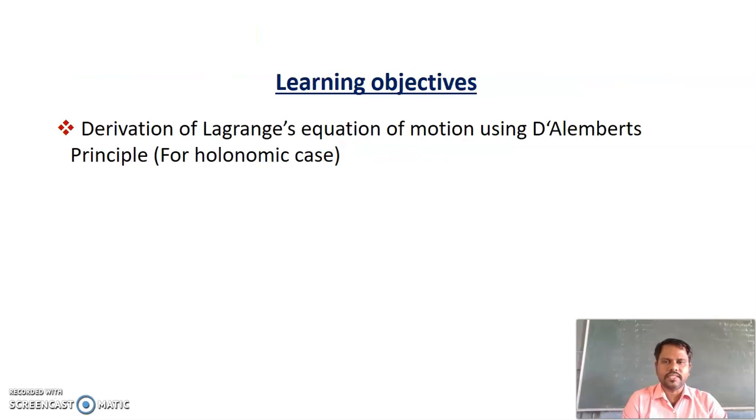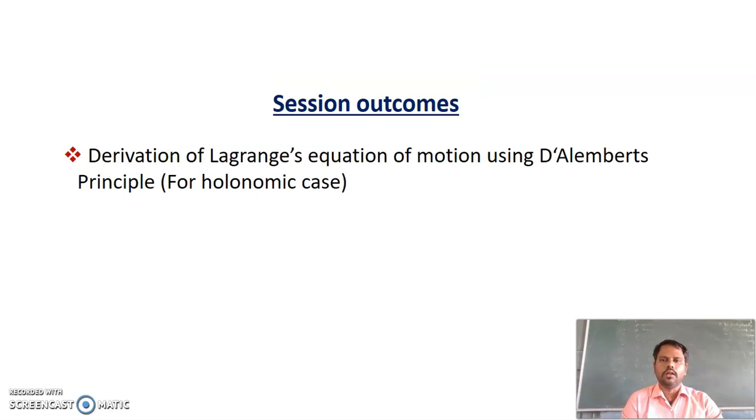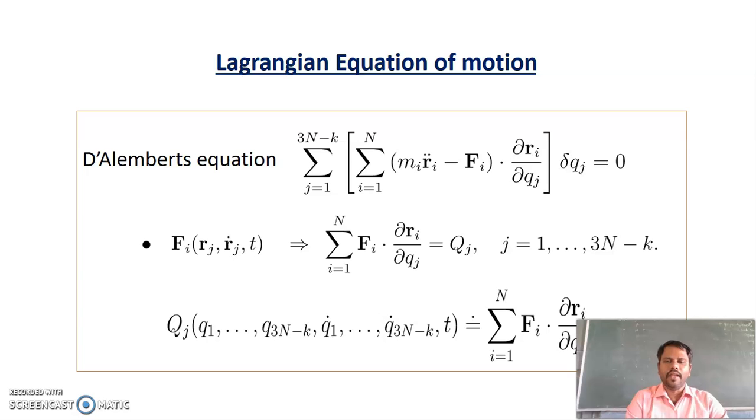The main objective of this session is to derive Lagrangian equation of motion using D'Alembert's principle. Note, this is for holonomic case. By the end of this session, you will come to know how to derive Lagrangian equation of motion. Derivation of Lagrangian equation. So let's start.